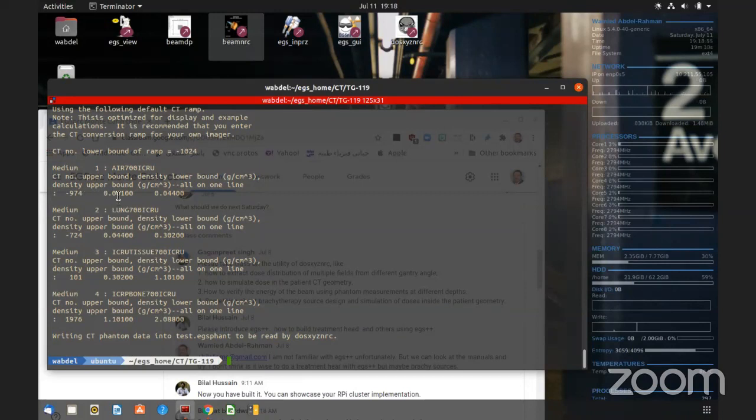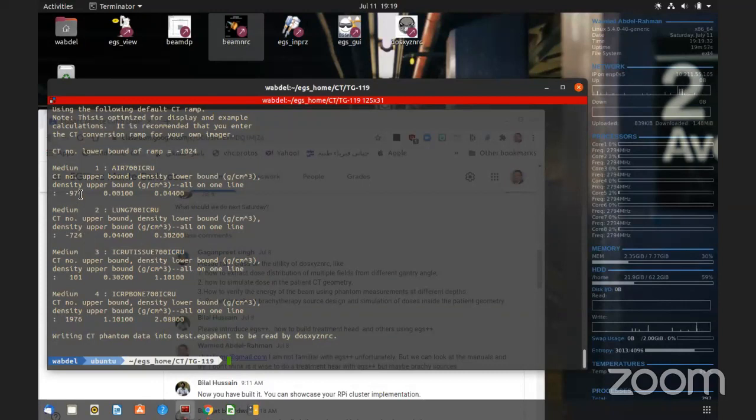And these are the densities. So the density for the lower one, this is the density for minus 1024. We're going to put 0.001. Material is air. And this is the density of when the CT number is at minus 974. Okay, so I'm increasing the density a little bit. Now, the second material is lung. So for lung, we're going to use it from minus 974 because now the maximum of air is going to be the minimum for the lung. Okay, so that up to minus 724.